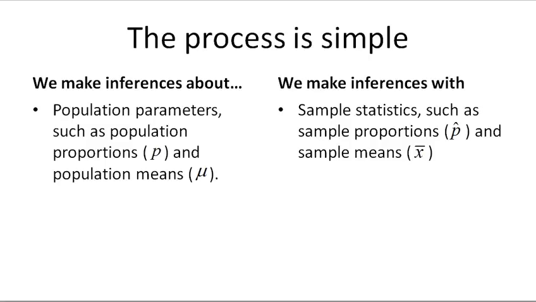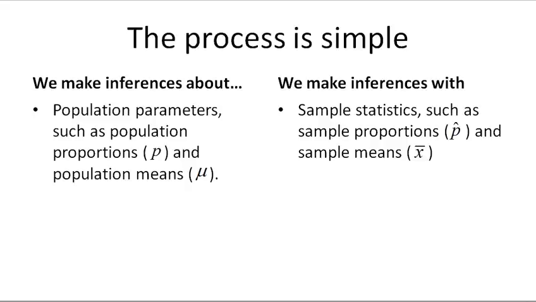The process is actually extremely simple. We make inferences about population parameters. Population parameters come in two forms, either population proportions, P, or population means, mu. These are two values that are true for the entire population, so we oftentimes do not know them. So we make inferences with sample statistics, such as sample proportions, like a p hat, or sample mean, x bar.